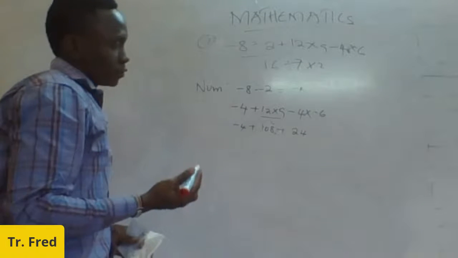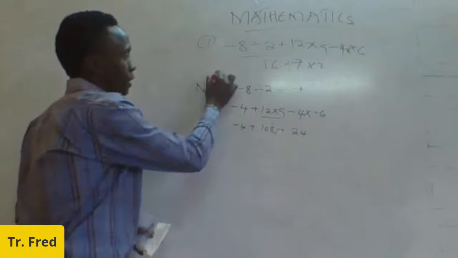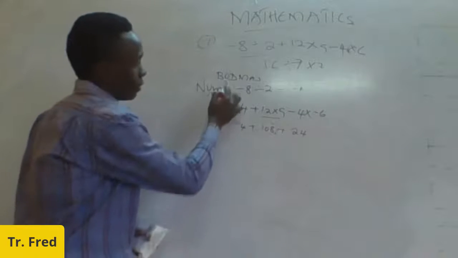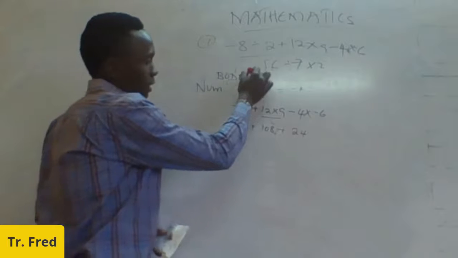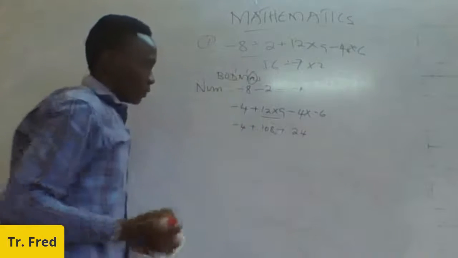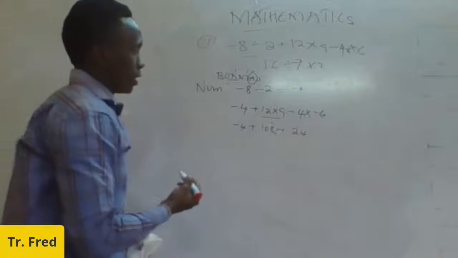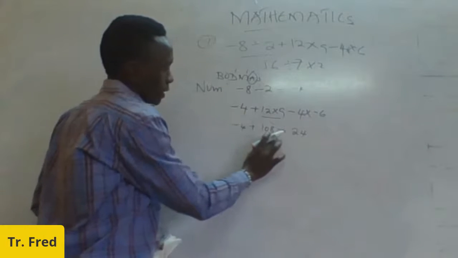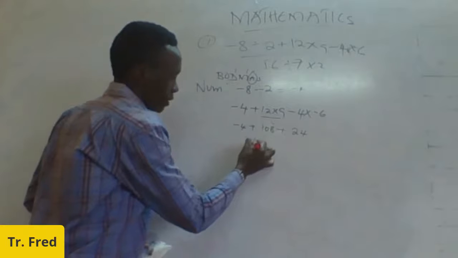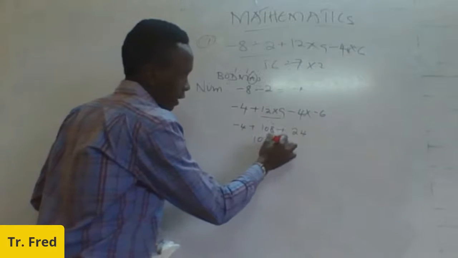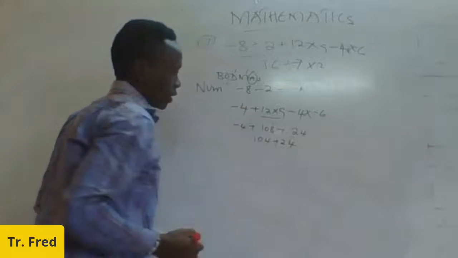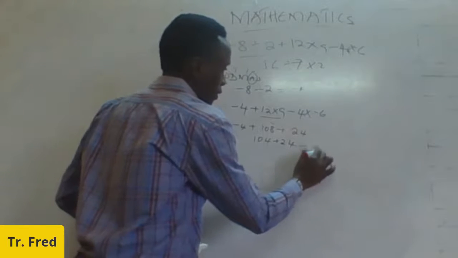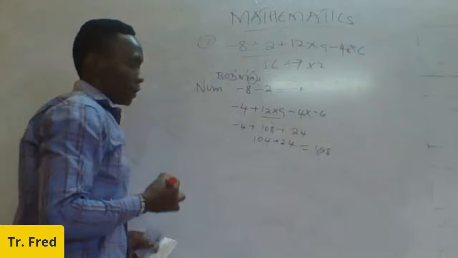Now the next step is to add, because we have done away with division and multiplication, and now the next one will be addition. Now you take negative 4, you add 108, and this one gives you 104, then add 24, and this one will give you 128. So for the numerator, we have 128.